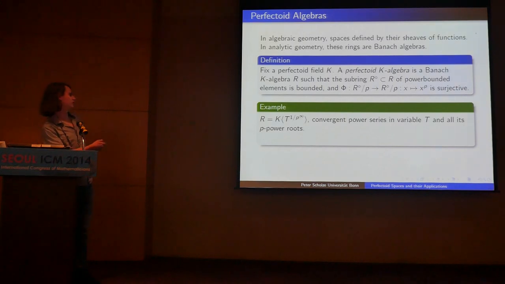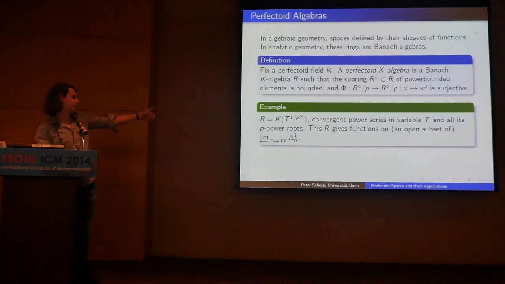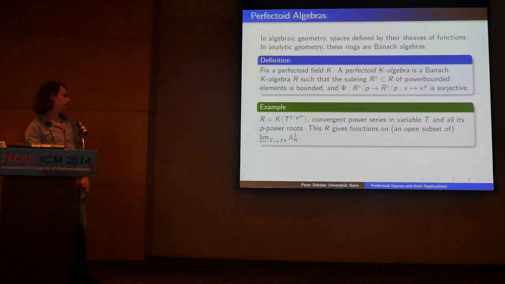Let me give an example. The simplest example is that you take K and then you join not just the variable T, but also all its p-power roots, and take some kind of convergent power series to make it a Banach algebra. This R actually occurs in our example because it essentially gives functions on the inverse limit of the affine line over the p-th power map.